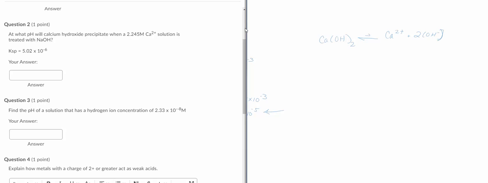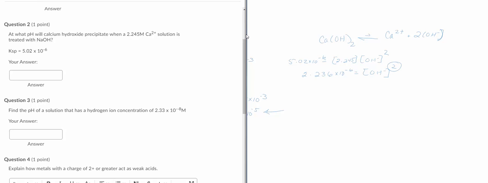Now our KSP is going to be formed by the concentration of the calcium ion times the concentration of the hydroxide ion squared. We don't know the concentration of the hydroxide ion, but we do know the concentration of our calcium ion, 2.245 in my problem, and we have the KSP, 5.02 times 10 to the negative 6. So we can calculate the concentration of the hydroxide ion by taking 5.02 times 10 to the negative 6, dividing it by 2.245. So this value, 2.236, and I get more digits, but that's okay, it's going to stay in my calculator. This is equal to the concentration of the hydroxide ion squared.